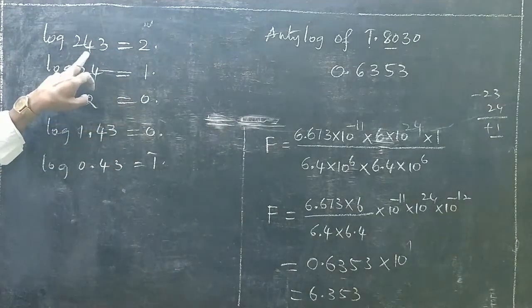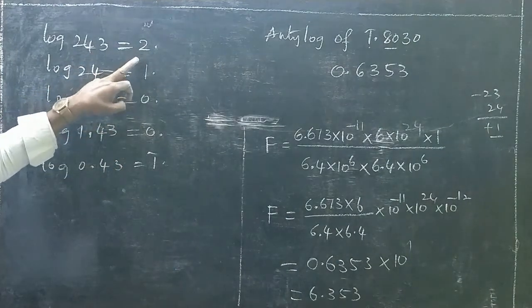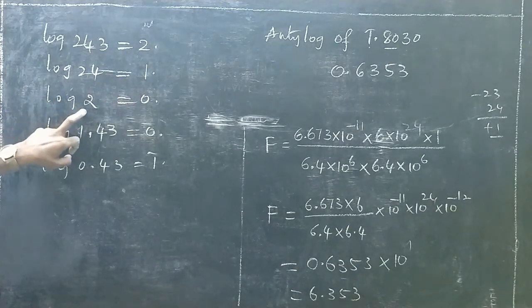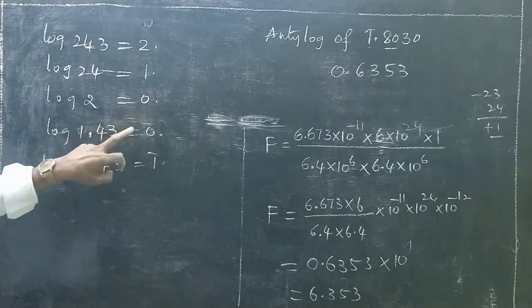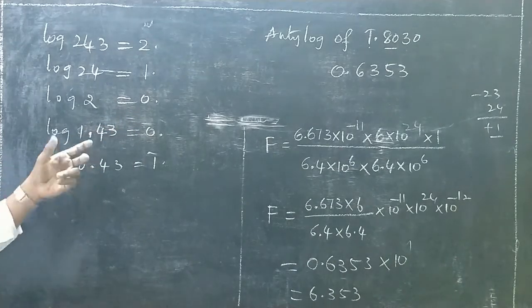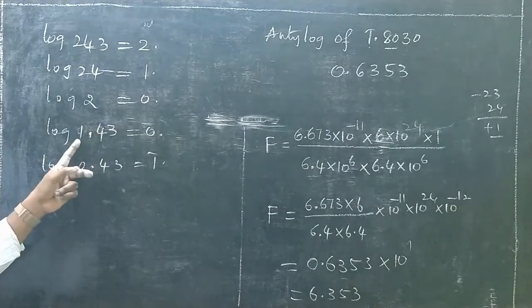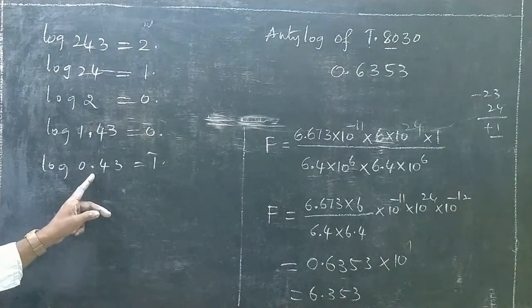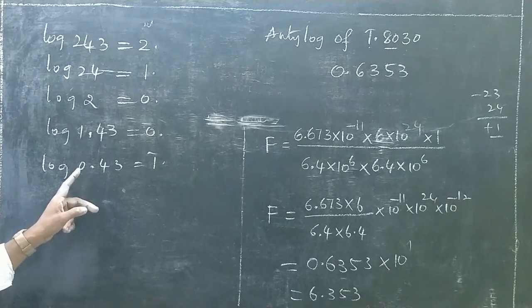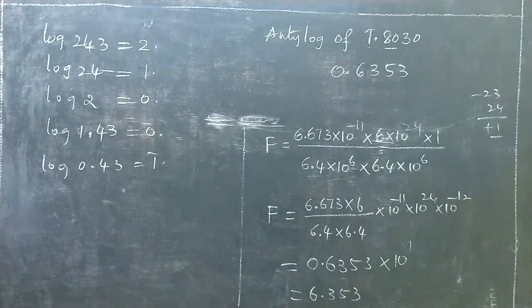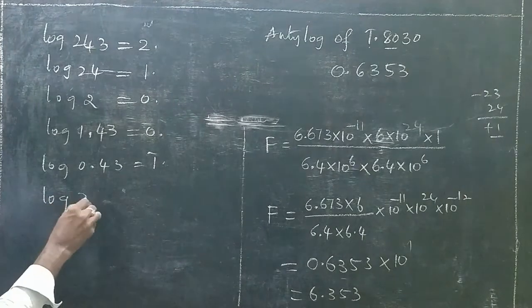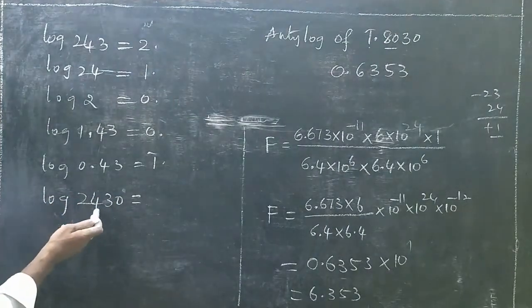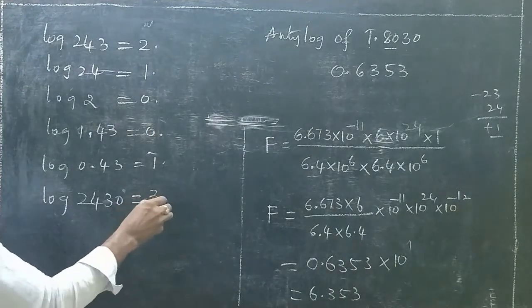If you have 3 digits, the characteristic is 2. If you have 2 digits, the characteristic is 1 point. If you have only 1 digit, the characteristic is 0 point. If you have a point in the value and before the point there is only 1 digit, it is 0 point. If there is no value before the point, it is 1 bar point. Suppose you have 2430. What is the characteristic? We have 4 digits, so the characteristic is 3.